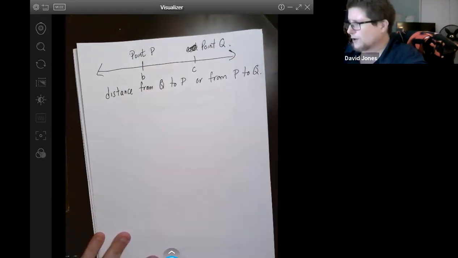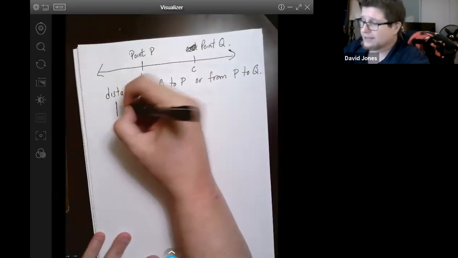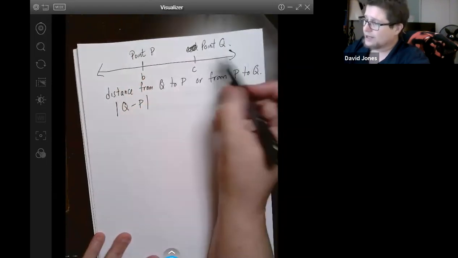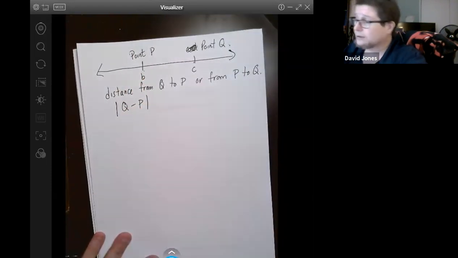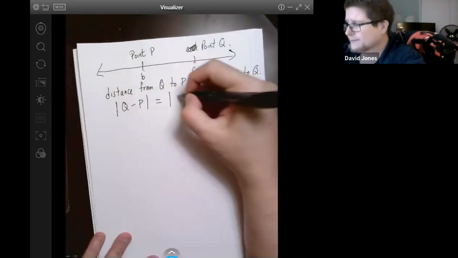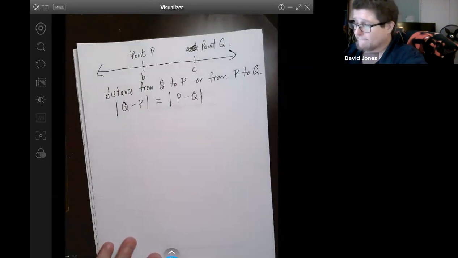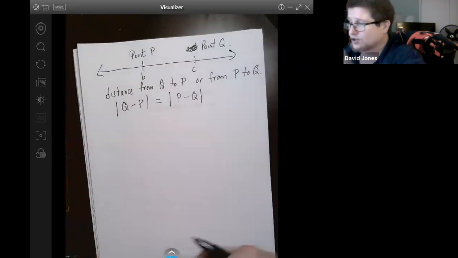When we do it, we end up subtracting. The way to do distance when one of the numbers is not 0 is we're going to do distance is absolute value. So we can do Q minus P. You take the bigger number, subtract the smaller number. And that's the same thing as the absolute value of P minus Q. The distance should be the same thing either way.